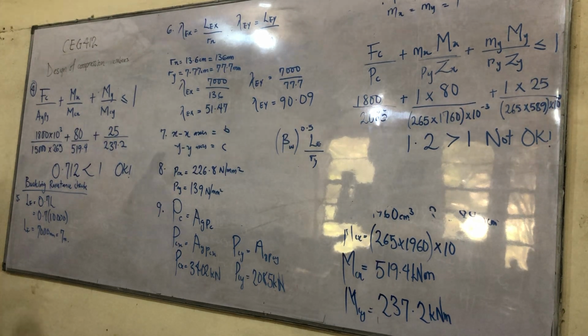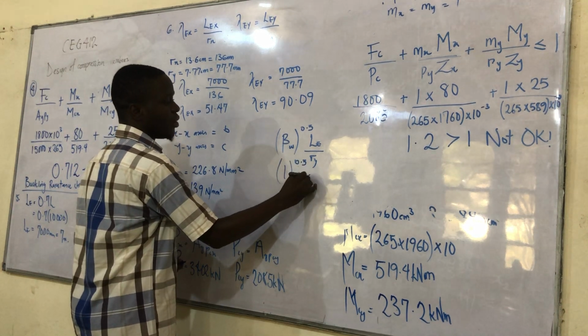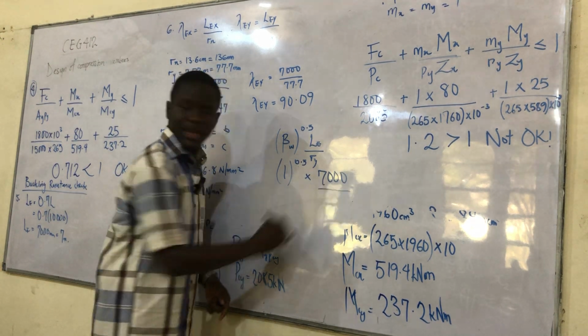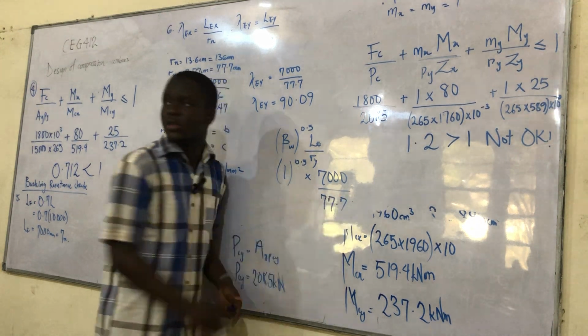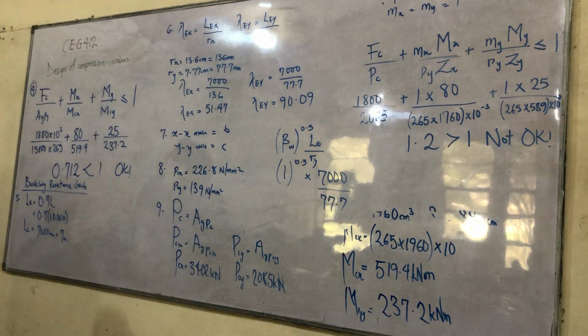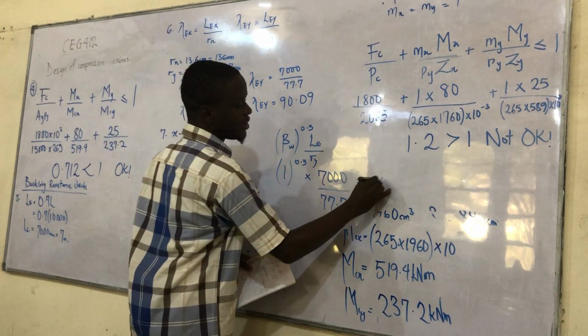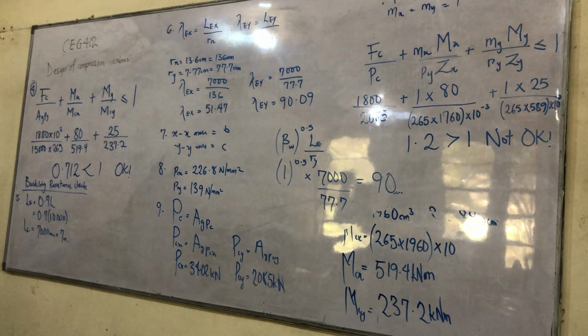What's your beta? Your beta W is 1, raised by 0.5. What's your LE? 7,000. What's your RY? 77.7. So what would that give you? 90.09. I just use 90 because 90.01 is still 90. So your answer will give you 90. Are you with me?